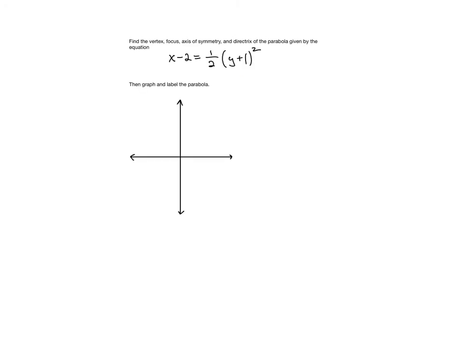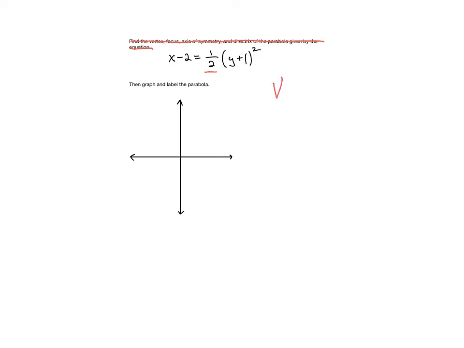Okay, so for this guy, I copy pasted in the wrong directions here. So for this guy, it says find the vertex, focus, axis of symmetry, and directrix of the parabola given by the equation x minus 2 is equal to 1/2 (y plus 1) squared. Then graph and label the parabola. So we need to recognize first that this is a parabola that's going to open to the right or left because it's y squared. Since a, this value, is positive, this is a parabola that opens to the right.